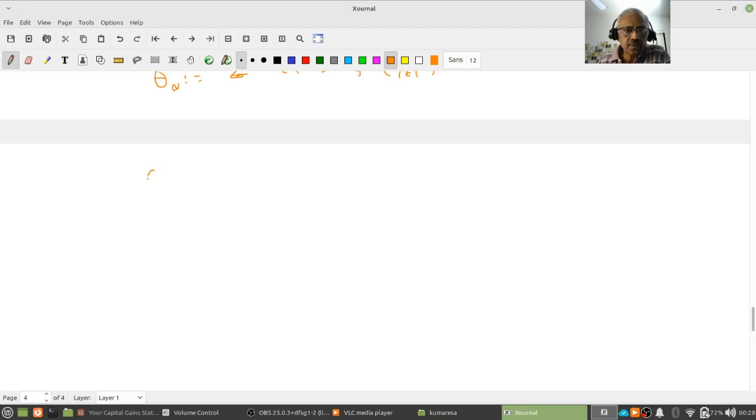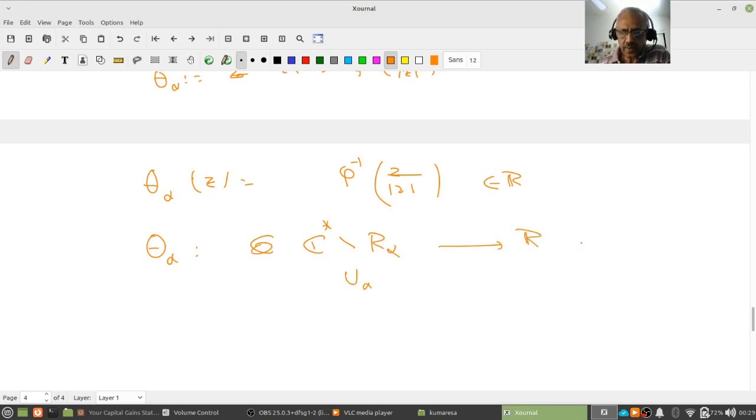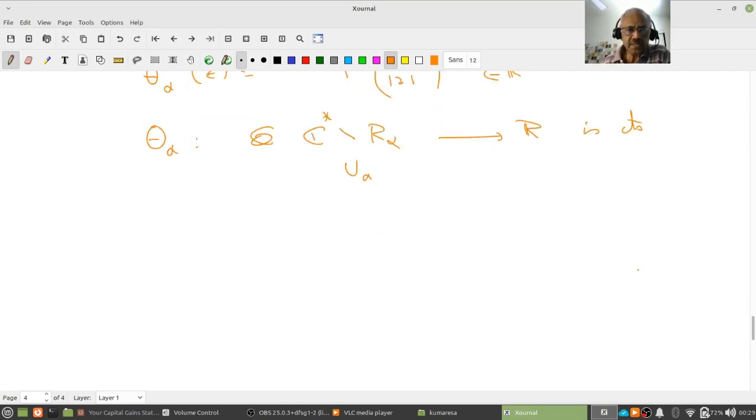So theta alpha of z is, look for z by mod z, that is in S1 alpha. Look at phi inverse of this. Okay, this is a real number. Therefore, theta alpha, from C star minus R alpha, which is my U alpha, to R, is continuous. I claim this is an argument. Theta alpha of z is an argument of z. Why? What is it that I have to prove? I have to prove z is mod z into e to the power i theta alpha of z. This is what I have to check.